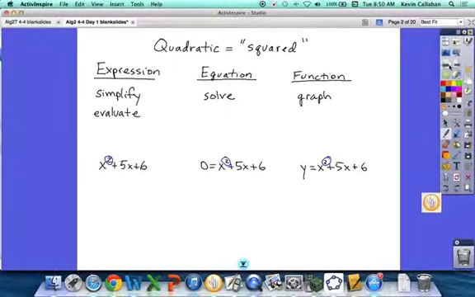You still writing? The next slide's the same slide anyway. But we add something that we do now to expressions, and it's called factoring. Okay, factoring. I put it in red because it's important.